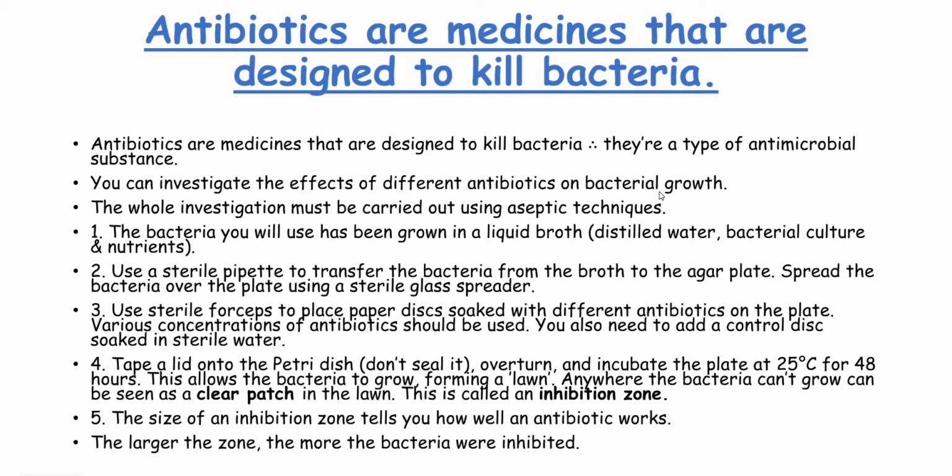Tape a lid onto the Petri dish, don't completely seal it. Overturn it and incubate the plate at 25 degrees C for 48 hours. This allows the bacteria to grow, forming a lawn. Anywhere the bacteria can't grow can be seen as a clear patch in the lawn. This is called the inhibition zone. The size of an inhibition zone tells you how well an antibiotic works. The larger the zone, the more the bacteria were inhibited.